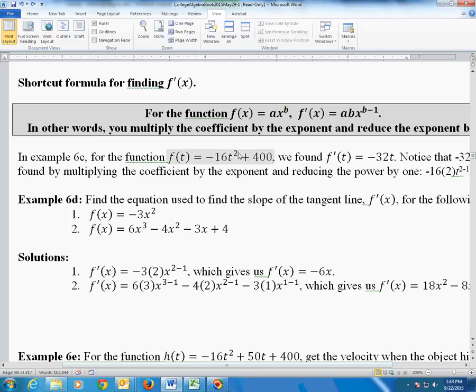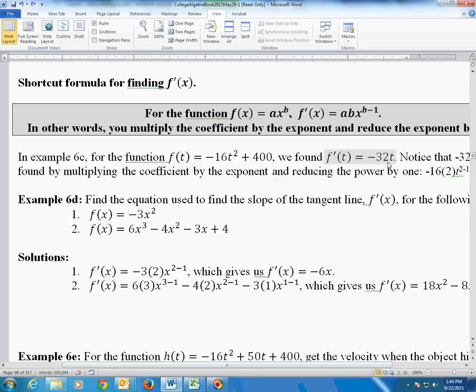Well, we bring that exponent down in front. 2 times negative 16 is negative 32, and then we reduce that exponent by 1. Just subtract 1 off of this exponent. 2 minus 1 is 1. So that's negative 32t to the first power right there. Now what about this 400? Well, this goes away. Why? Because it's the same as 400 times x to the 0 power. The 0 comes down in front, and 0 times 400 is 0. So you just get negative 32t. That would be the f prime.